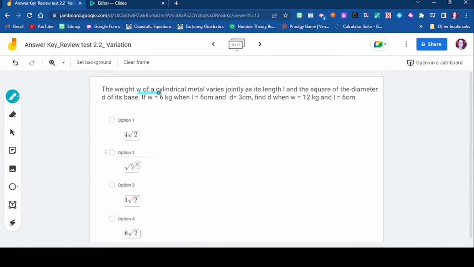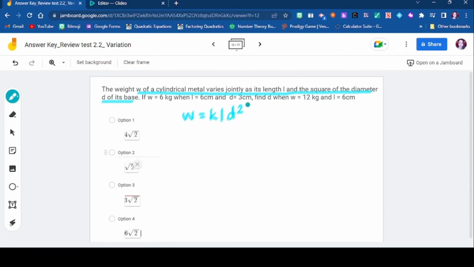The weight of the cylindrical metal varies jointly at its length and the square of the diameter of its base. So we have to write first the mathematical statement. So W is equals to, it says here, varies jointly, meaning to say we are going to multiply. So the length, don't forget the constant again, the length, and also the square of the diameter. So this is the representation or the mathematical statement.